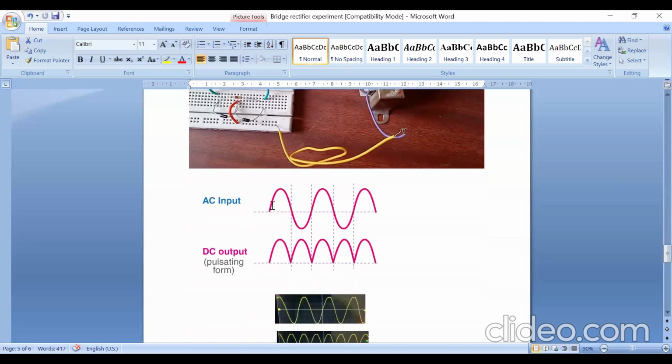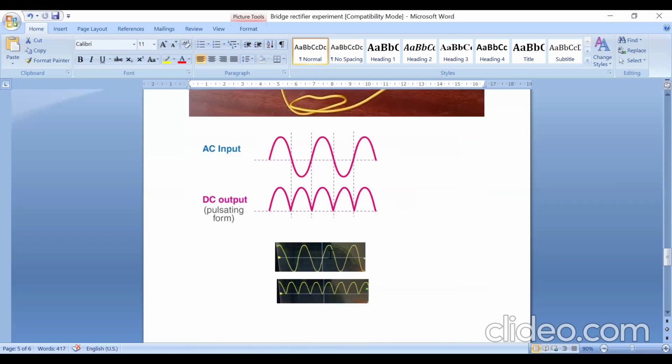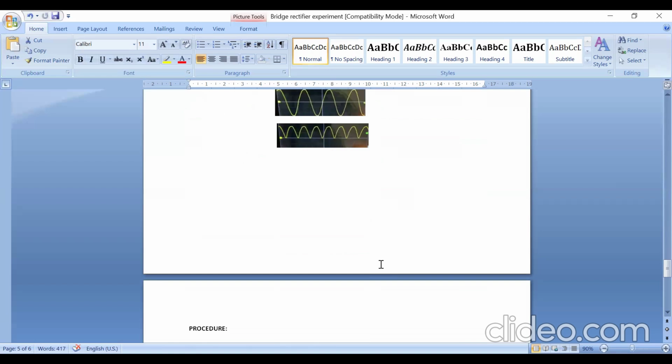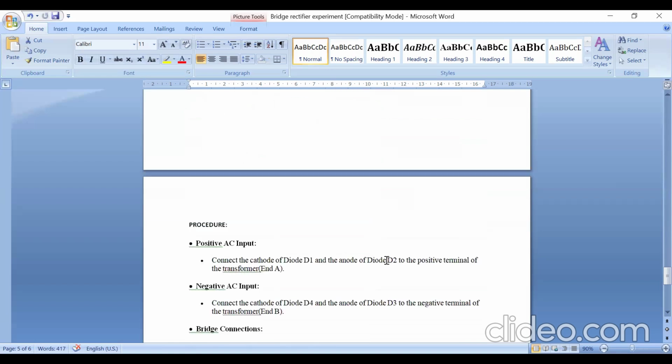From the input of the transformer, we get a sinusoidal AC signal, and the output is DC, and it is not pure DC, it is a pulsating DC. This is the image I have got from the CRO, input waveform and output waveform. So this much you should show in an examination.